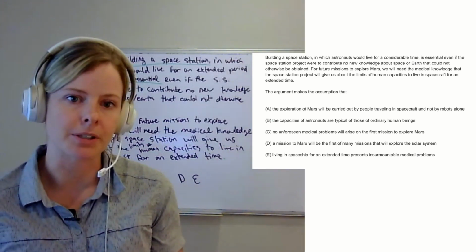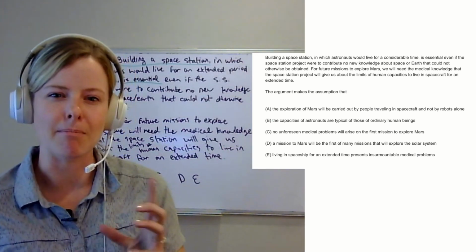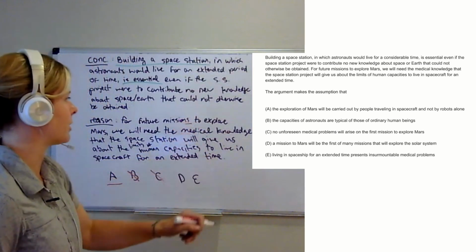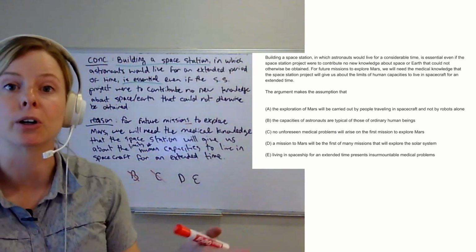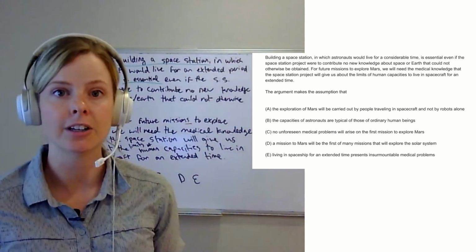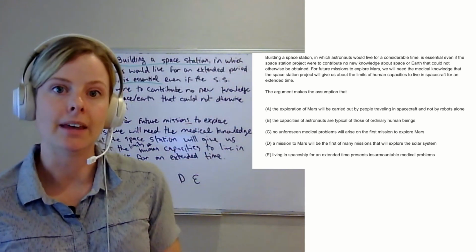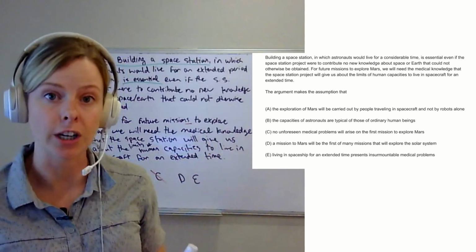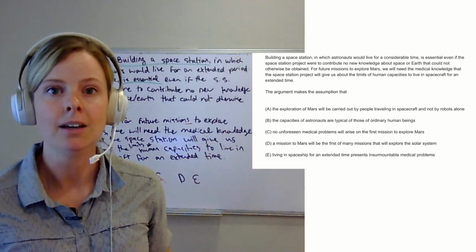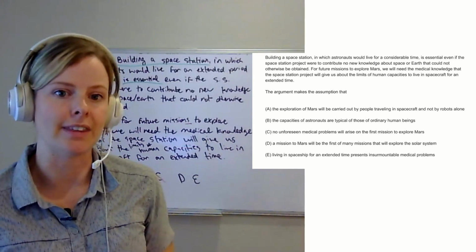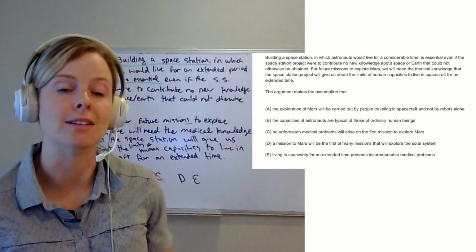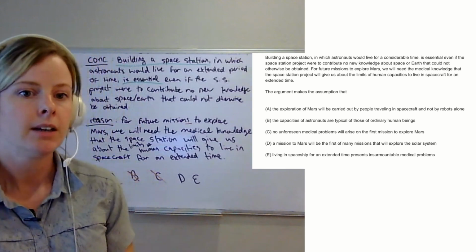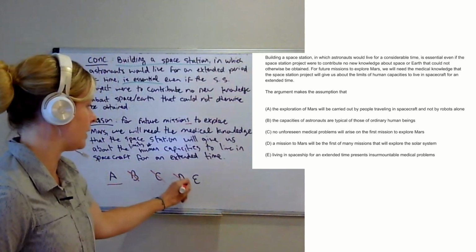The other word that pops up in D is many, right? Many missions. The author just says future missions to explore Mars. That being a plural word just means more than one. So it could just be 2 missions. If we use this medical knowledge from the space station to do 2 missions just to Mars, then the author is happy. So we don't need to assume that this mission will be the first of many missions and that these missions will explore any other parts of the solar system. So that's why D is not a totally required assumption.